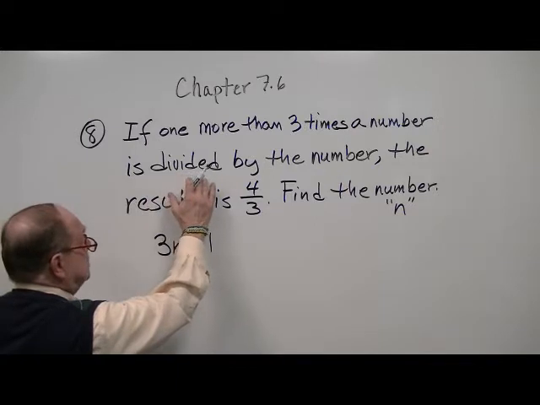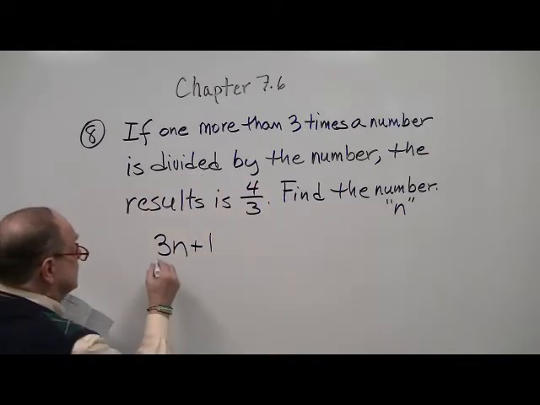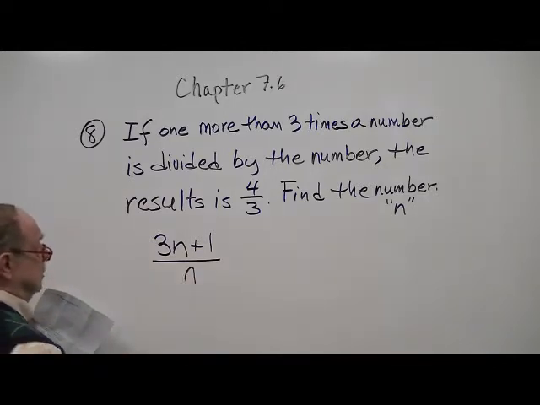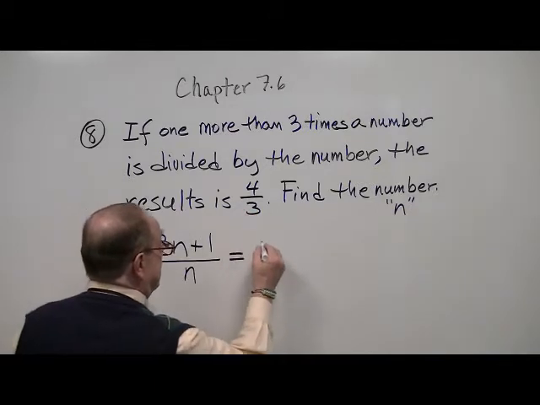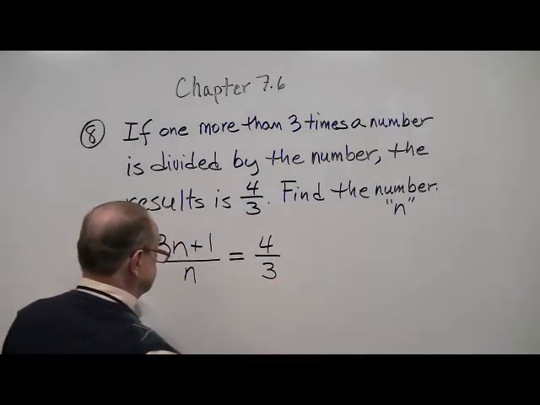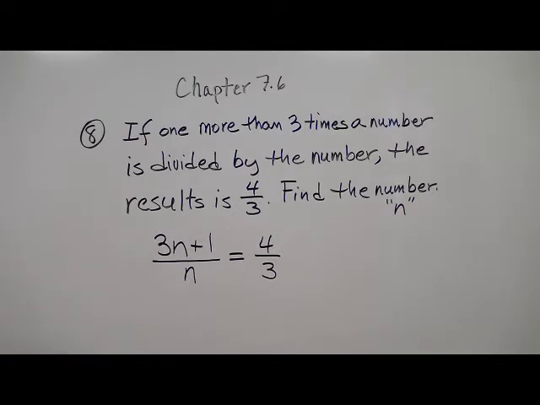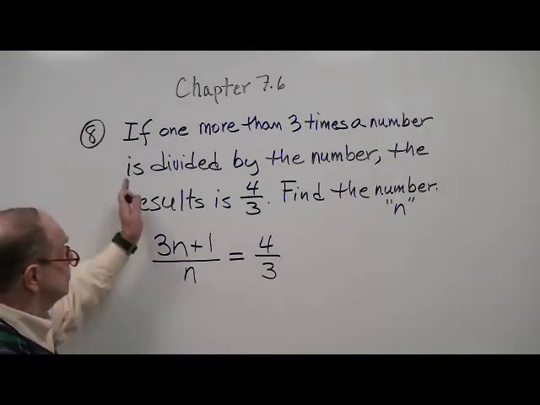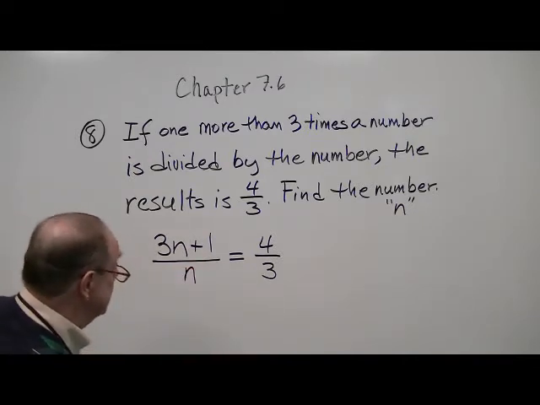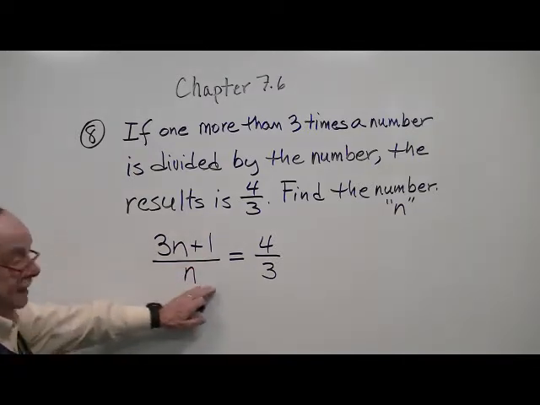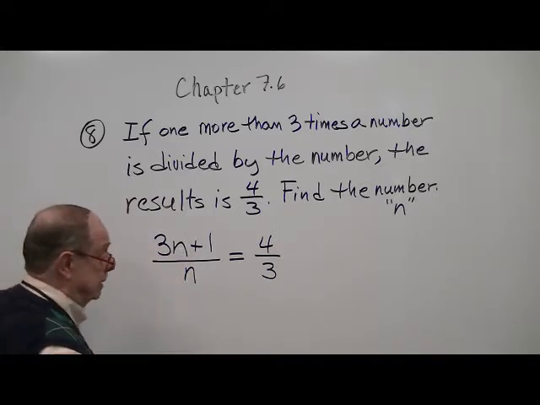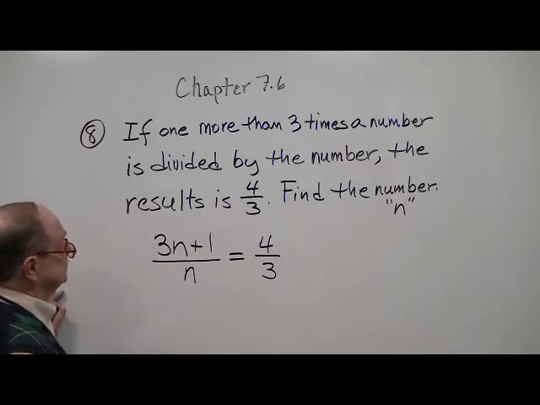Now, is divided by the number. So it's going to be divided by the number. The results are 4/3. So again, it's not that difficult, but you have to read it carefully and see what you come up with. And hopefully it's something like this. Now you could have used X for the number or any letter generally, but N is nice.